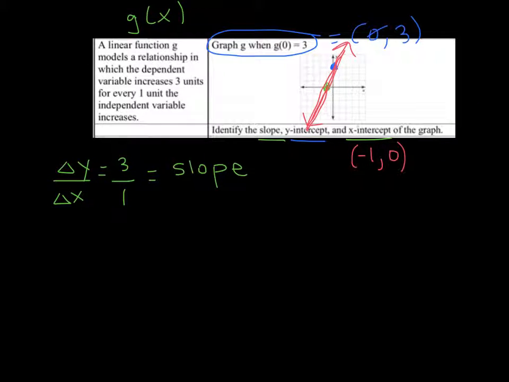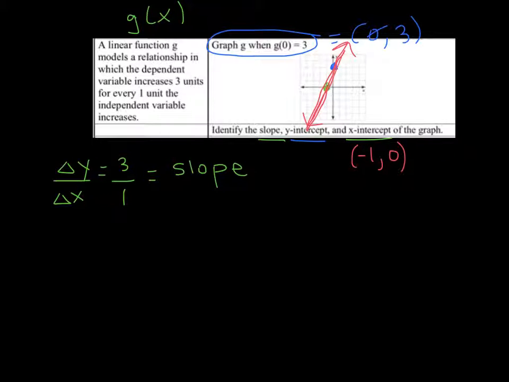So the first thing I did is I read the verbal model, and I noticed that they were giving me a ratio. They told me the dependent variable, that's my change in y, increased by 3 for every 1 unit of the independent, that's my change in x. So I wrote that as a ratio of 3/1. That was my slope. Then I went up here and I noticed that they wanted me to graph g when g of 0 equals 3. So I knew that the x-coordinate was 0 and my y-coordinate was 3. When I graphed that, I noticed that that had to be my y-intercept.